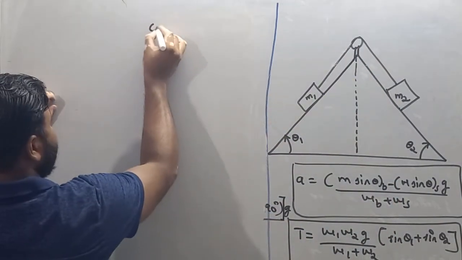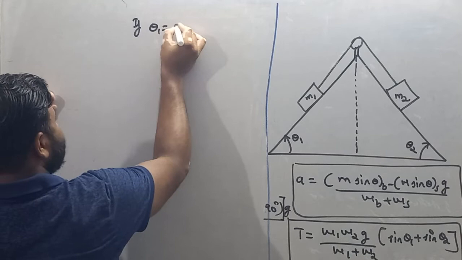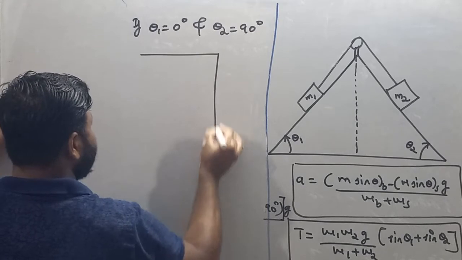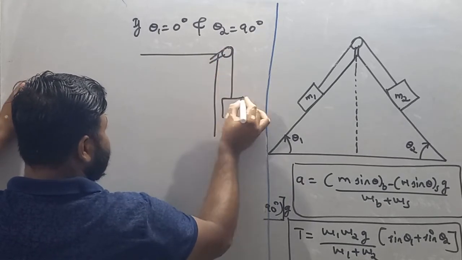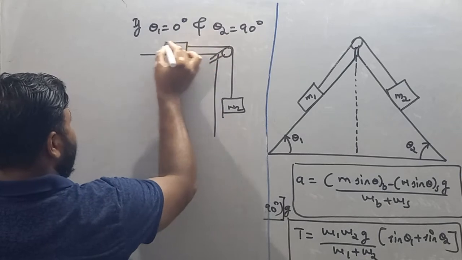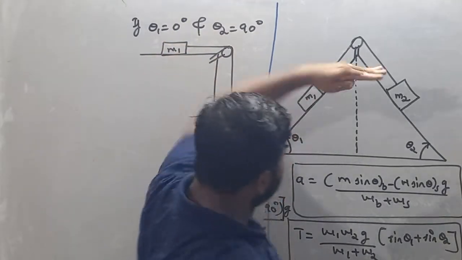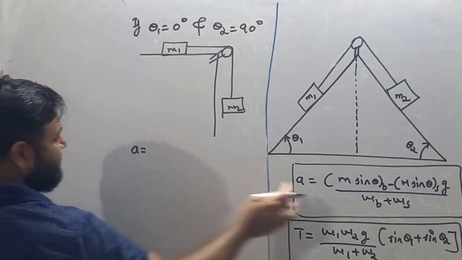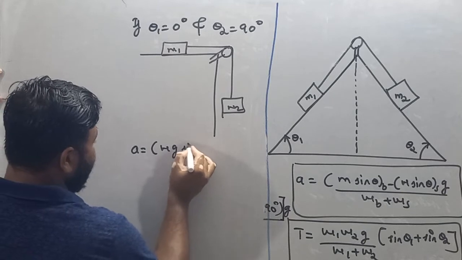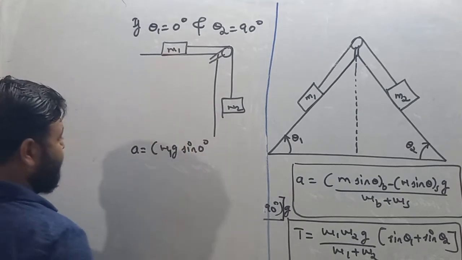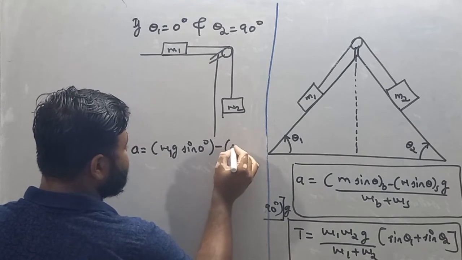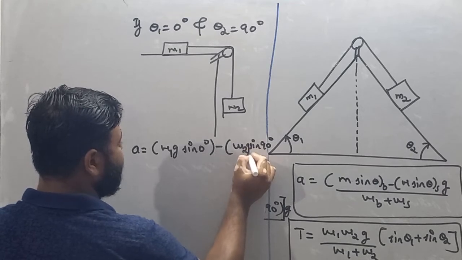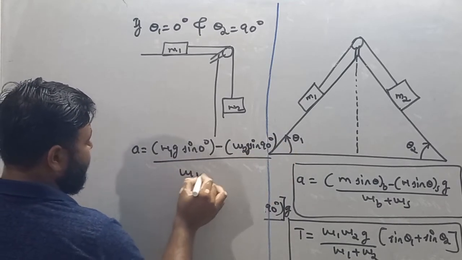So I am writing here, if theta 1 is equal to 0 and theta 2 is equal to 90, the structure looks like this. This is your m2 and here comes your m1. This line will move like this and this line becomes 90 degrees. So we know that acceleration is equal to (m1 g sine 0 minus m2 g sine 90) divided by m1 plus m2.